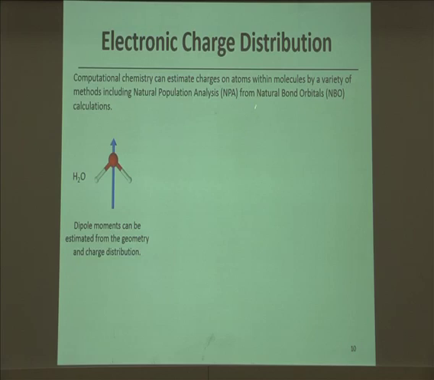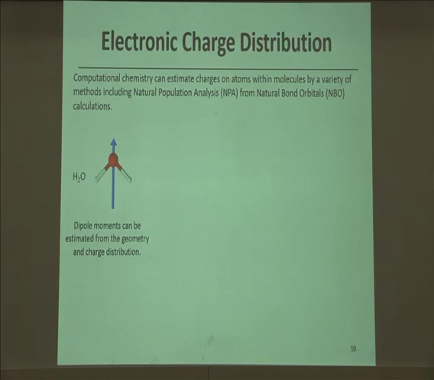The calculation that I'm going to be looking at is referred to as natural population analysis, which is part of a natural bond orbitals calculation. NBO theory was developed here at the University of Wisconsin by Frank Weinhold, and we're going to be using it throughout the course in Chem 344 whenever we want to look at any molecular orbitals or the charge distribution in a molecule, because it provides us this nice natural population analysis.